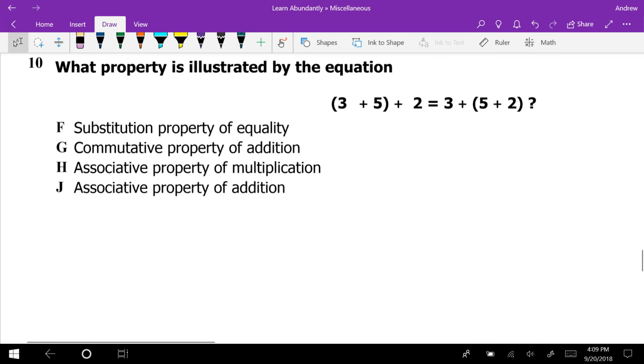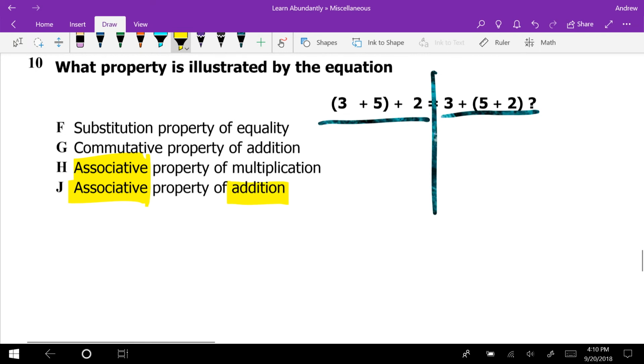Number 10, last one. We don't actually have to solve it. We just have to say what changed. If we look at the left and right, did the order change? What changed? It's 3, 5, 2, and it's 3, 5, 2. The only thing that changes is the parentheses, which means associative property. Is it the associative property of multiplication or addition? Addition. Which means our answer is J. Any questions? Awesome.